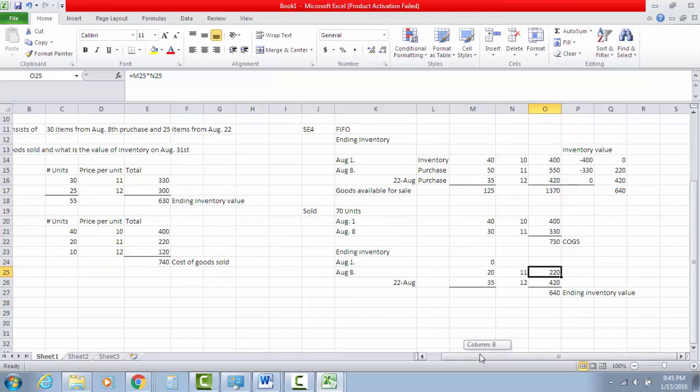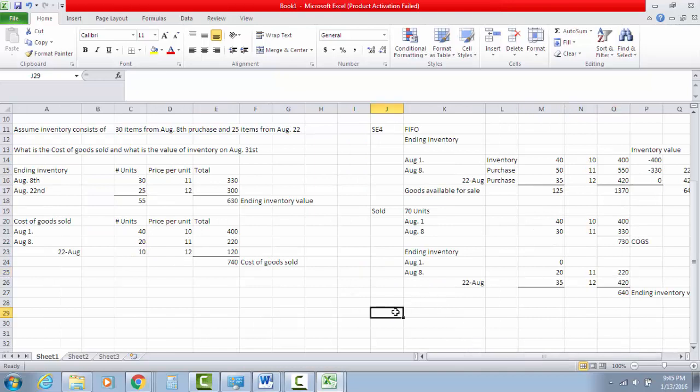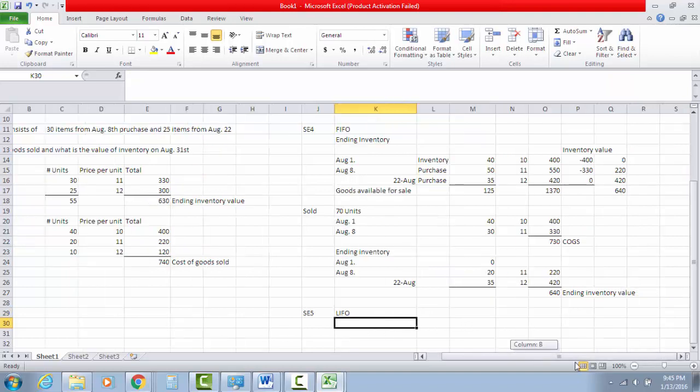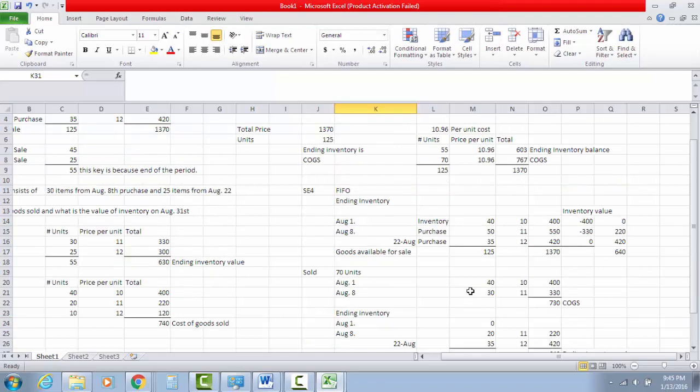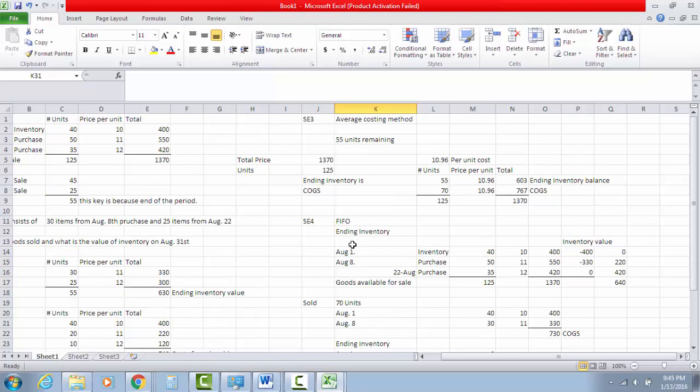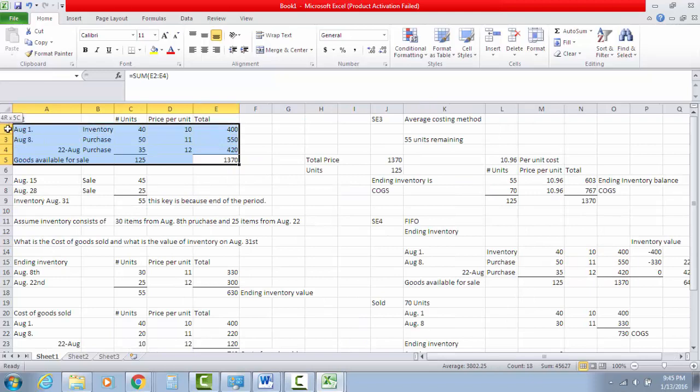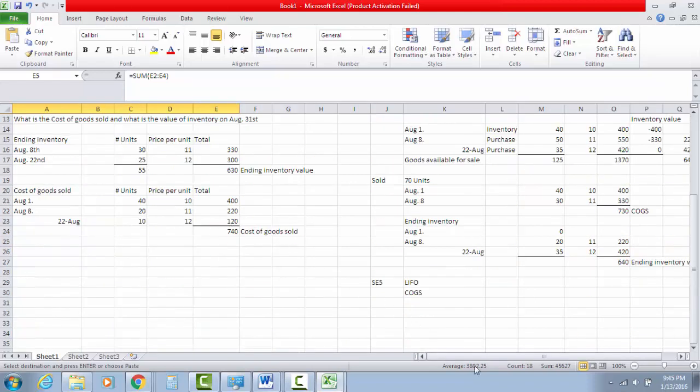So for the final one, let's take a look at SE5. And we're going to take a look at LIFO. So remember, LIFO is the opposite of FIFO. So last in, last out. And what that means is you go from the bottom up. So cost of goods sold. You have sold, and let's just, for our purposes, copy the original item. Again, just so we can see it all on one screen.